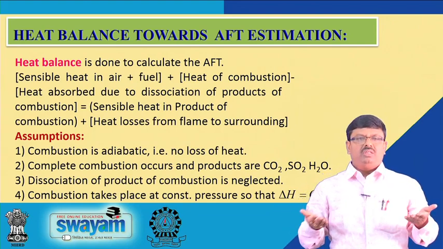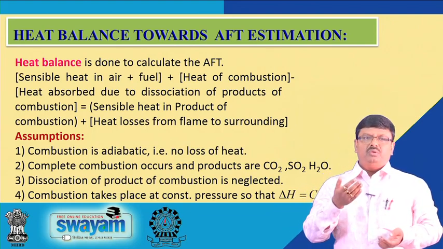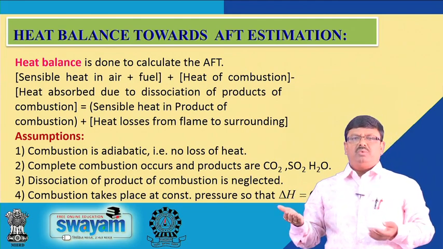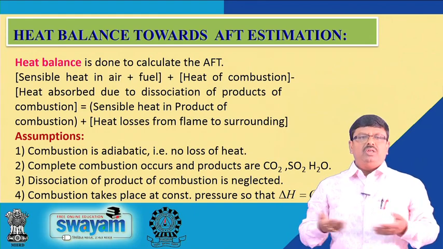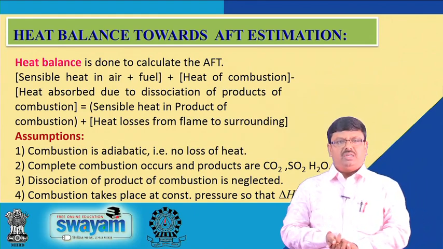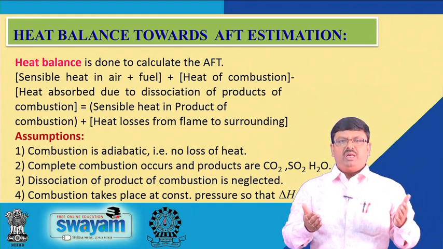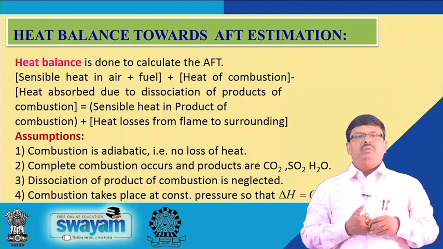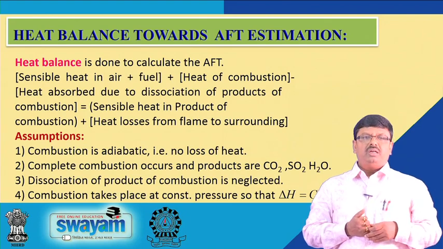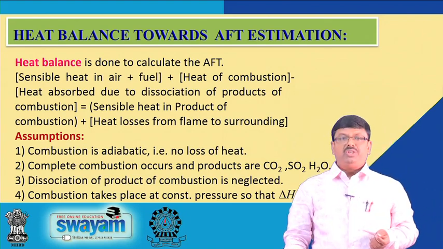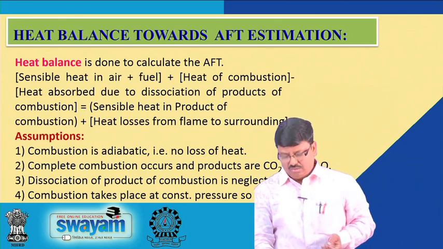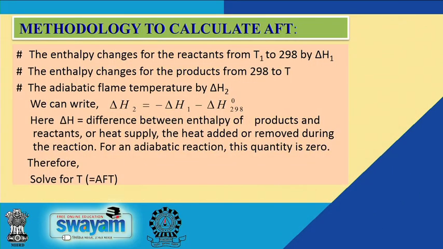The combustion is necessarily adiabatic, and complete combustion occurs and produces carbon dioxide, sulfur dioxide and steam. Dissociation of products of combustion is neglected. This dissociation might happen due to high temperature and high pressure, but that might be neglected, and combustion takes place at constant pressure mostly, so that delta H equals integral of Cp dT.